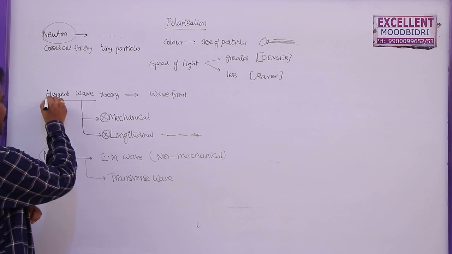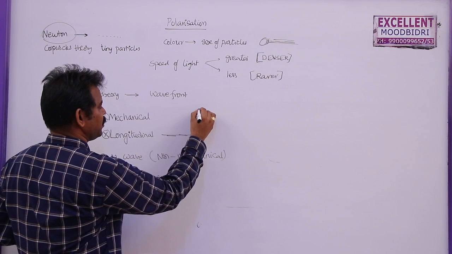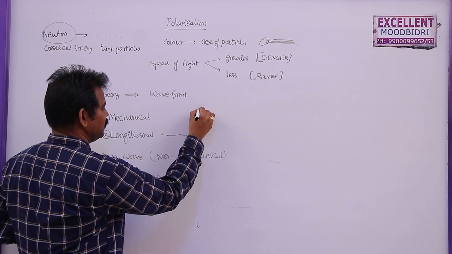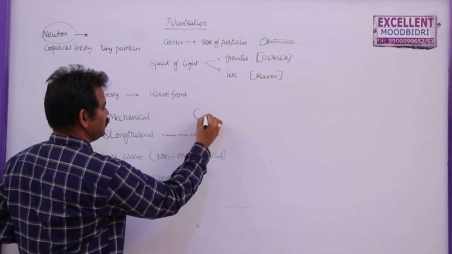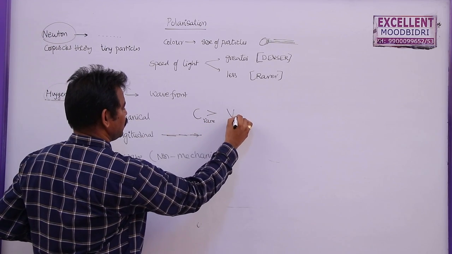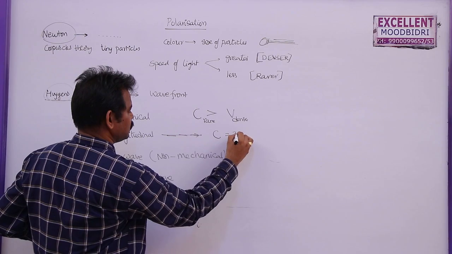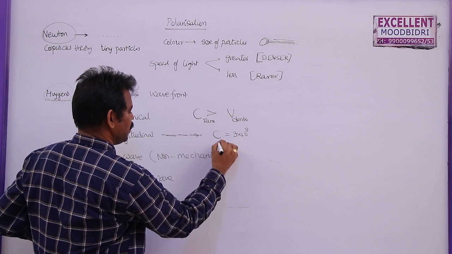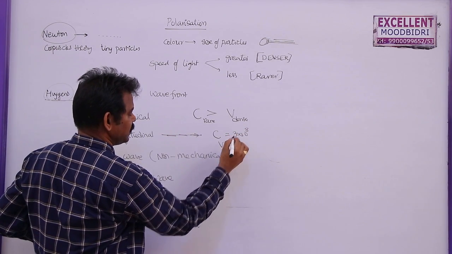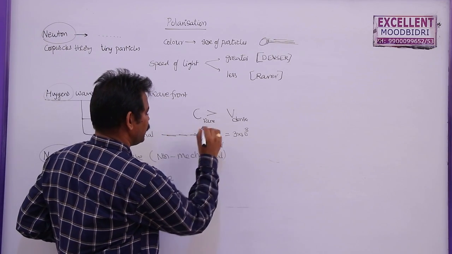And here Huygens proved that the speed of light is more in a rarer medium and less in a denser medium. Example, the speed of light in air is 3 into 10 power 8, and the speed of light in any other medium is less than 3 into 10 power 8. This is proved by Huygens.